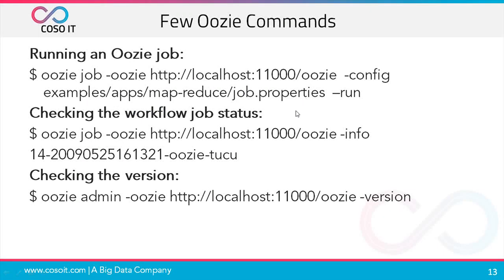After running the OOZIE job, you can check the status of your workflow by giving the command OOZIE job info, giving the status code of the job. Also, you can check the version in OOZIE using the OOZIE admin command with the dash version parameter.